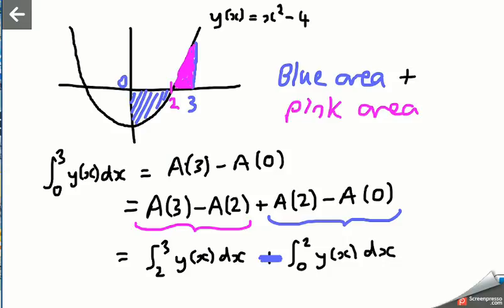And therefore, the blue area plus the pink area is the same as taking the definite integral from x equals 2 to x equals 3 of our function y of x. And then this time we're going to subtract the blue area. So we're going to subtract the definite integral from x equals 0 to x equals 2, which gives us the blue area. So let's go ahead and do that.